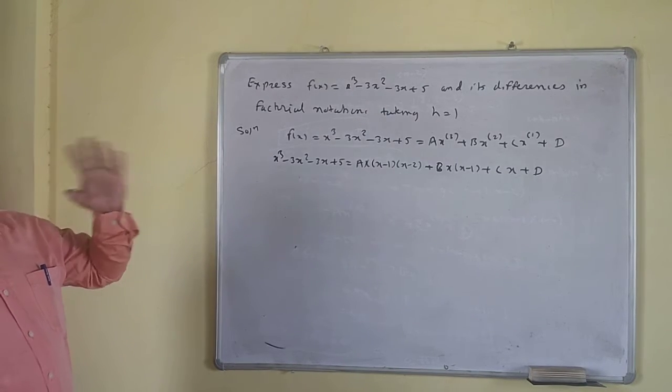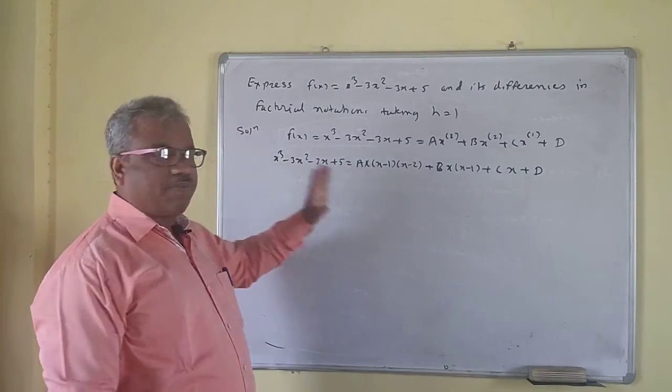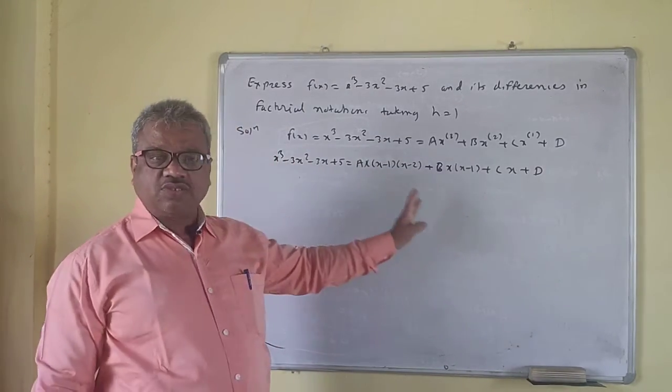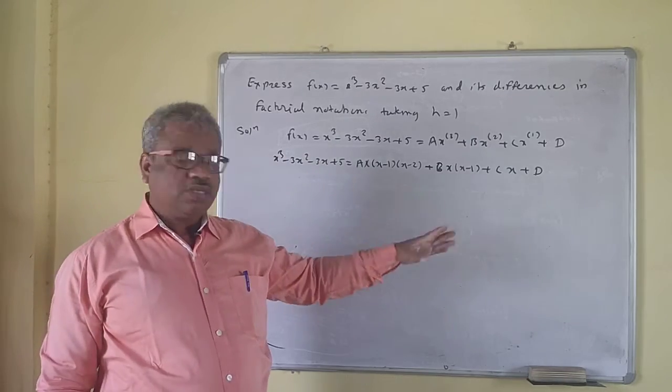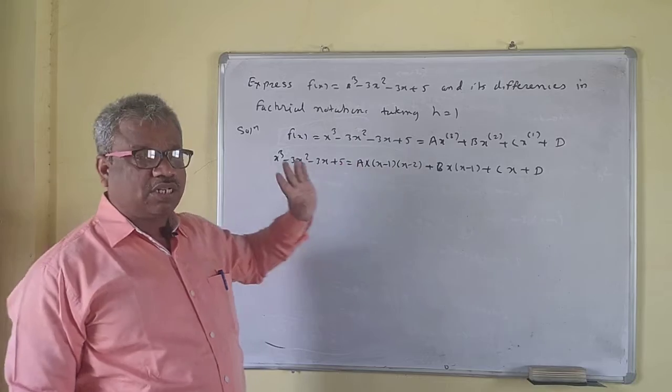So you can expand this. You can collect the coefficient of x square, the coefficient of x cube, the coefficient of x, and the constant term on both sides. Okay, so it is better to take the constant term.